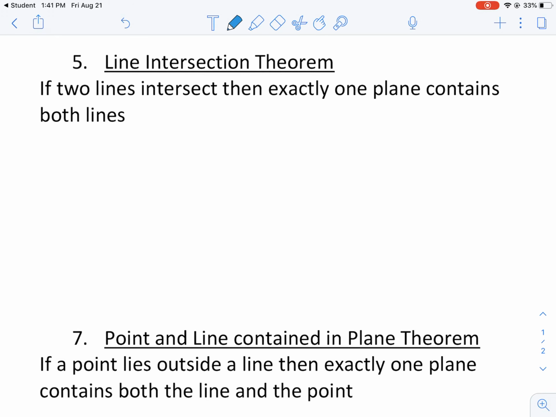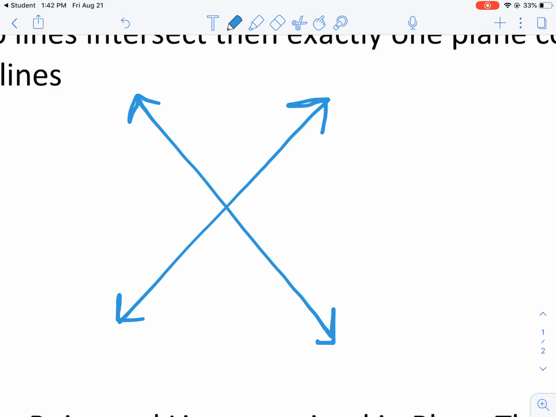Number 5, if 2 lines intersect, then exactly 1 plane contains both lines. So if we have 2 intersecting lines, let's draw 2 lines. I'm going to move this down a little bit. If we have two lines and they intersect, all right, what does that mean?